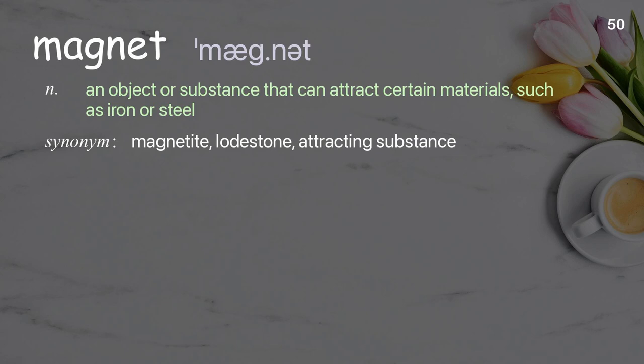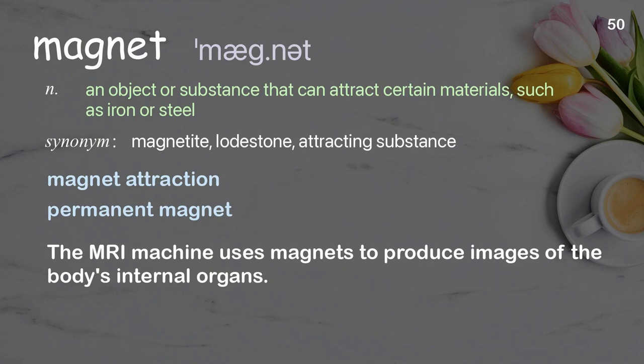Magnet. An object or substance that can attract certain materials, such as iron or steel. Examples: Magnet attraction. Permanent magnet. The MRI machine uses magnets to produce images of the body's internal organs.